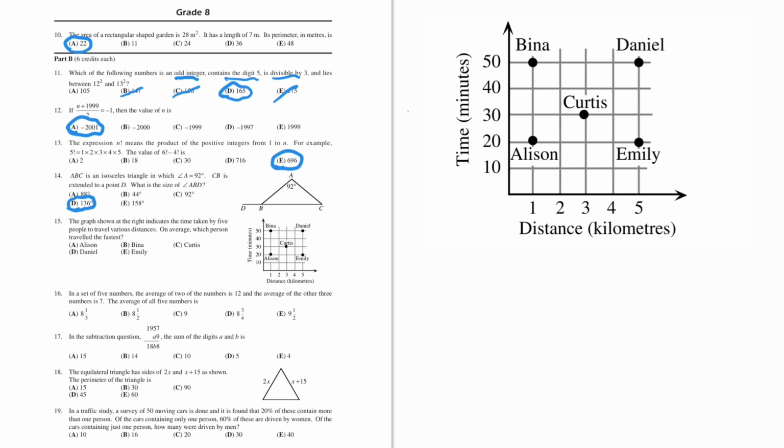The question asks on average which person traveled the fastest. That's to compare the speed. So speed equals distance over time. So the speed of Allison equals: Allison traveled 1 kilometer, used 20 minutes. That's 0.05 kilometer per minute.